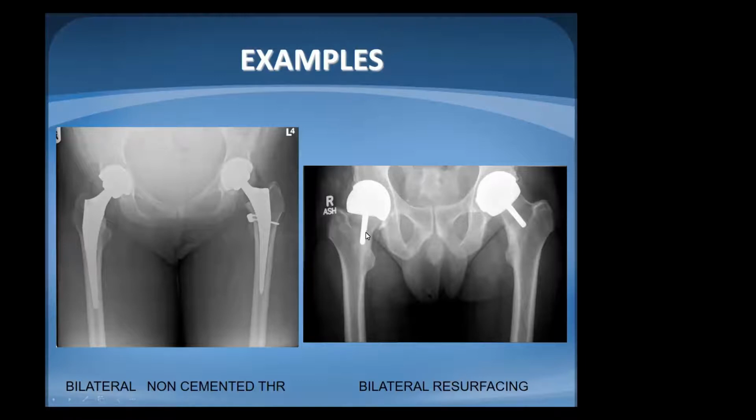If you look across here, you have a resurfacing hip where they have replaced the femoral head and the acetabular cup, but kept the femoral neck and the shaft of the femur. If you look at the contralateral side, it is normal with good alignment.